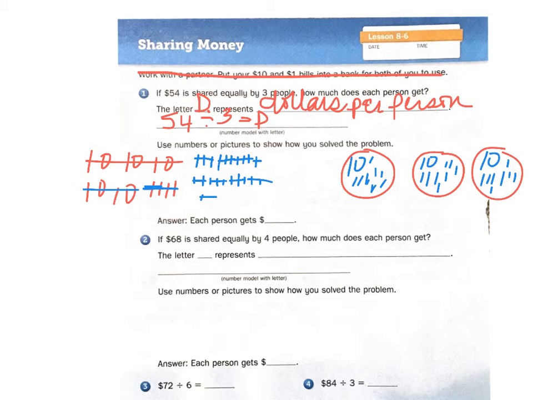And then I'm going to count how many are in each circle. 10, 11, 12, 13, 14, 15, 16, 17, 18. So the answer is everyone gets $18. That means that 54 divided by 3 is 18. Please go ahead and make sure that your work looks like mine before we move on. And as we do number 2, make sure you're copying it down as I'm doing it as well.